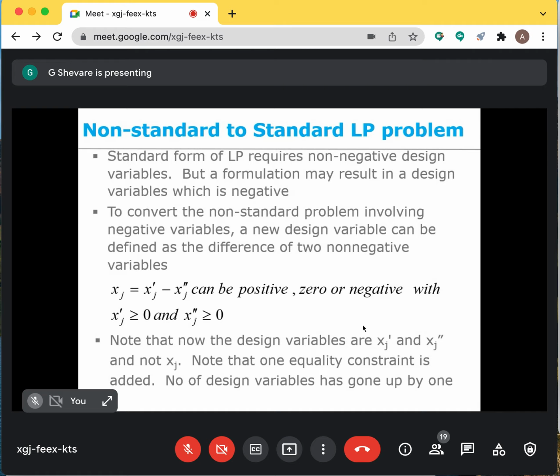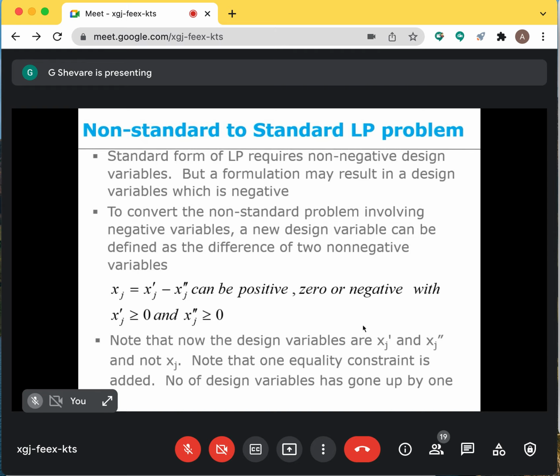And now you can see that x_j can be positive or negative depending on whether x_j' is more than x_j'' or x_j'' is more than x_j'. So positive, 0 or negative values for x_j are possible. But we will insist that x_j' and x_j'' are greater than or equal to 0. So you will realize that by adding two artificial design variables, both of them positive, you are able to accept any variable irrespective of whether it is positive, negative or 0.